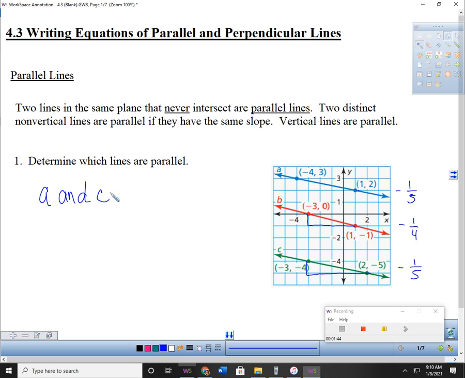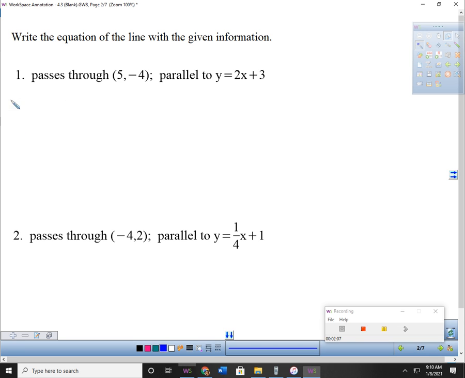What if I didn't have the graphs? What if they just gave me the points? How would I be able to tell if the lines were parallel? What would I have to find? The slope, right? Because I'm looking at the slope. Two lines are parallel if their slopes are the same. Okay? And apparently I have two number ones, but that's okay.